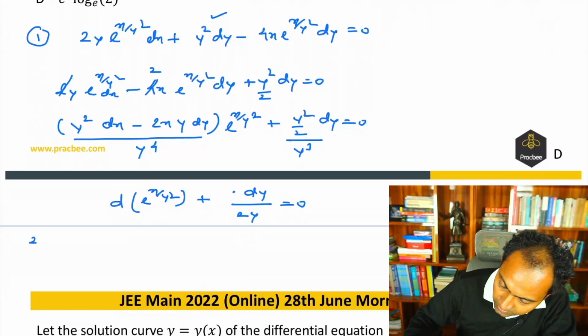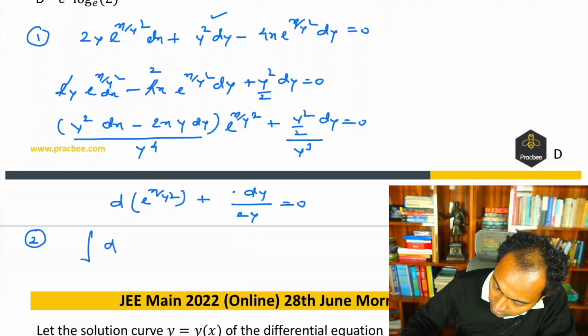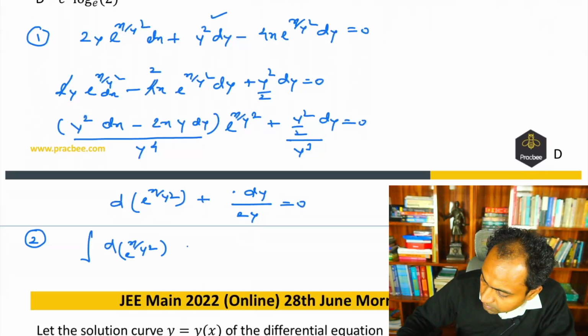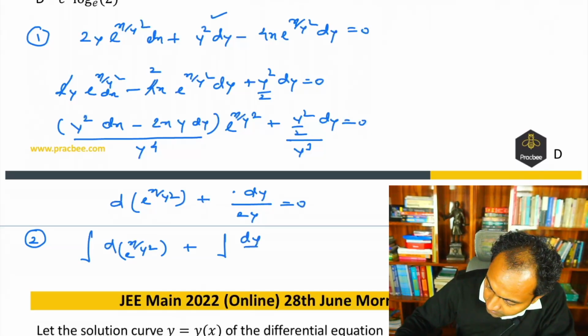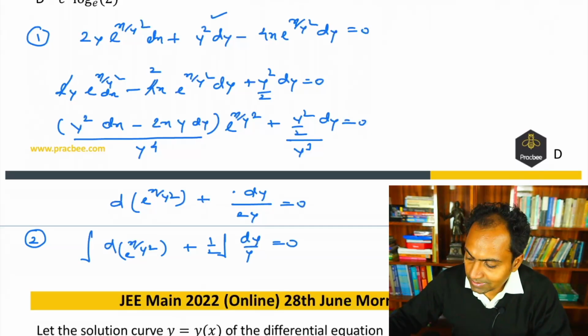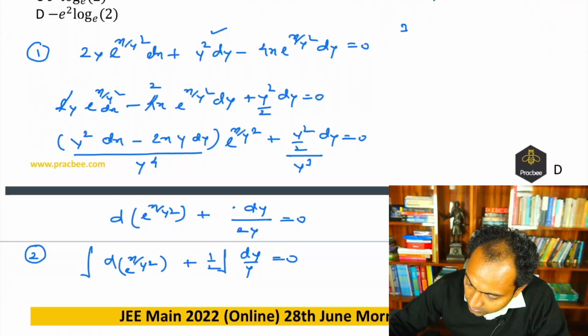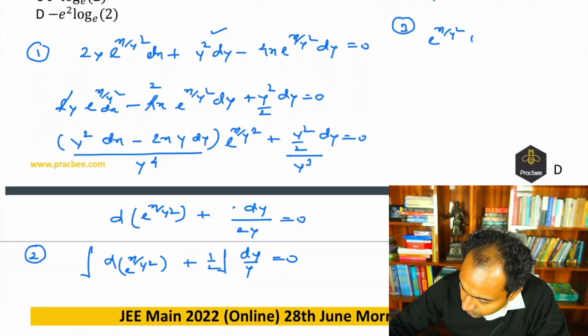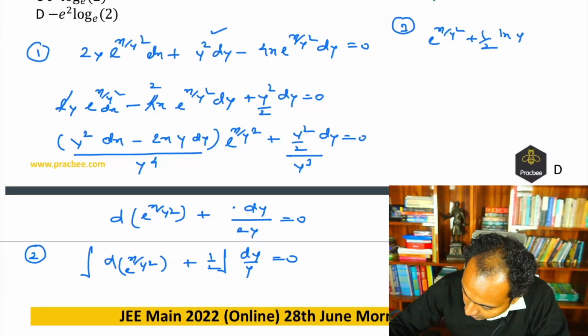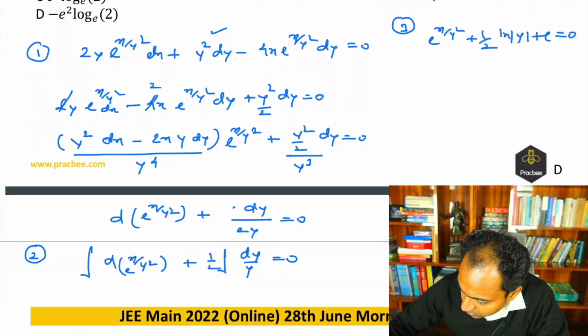In the next step, we can integrate. So dx by y square, e raised to the power x by y square. This is the integration of dy by y. And if I simplify this, in the next step, we have got our answer. So the answer becomes e raised to the power x by y square plus 1 by 2 ln mod of y plus c is equal to 0.